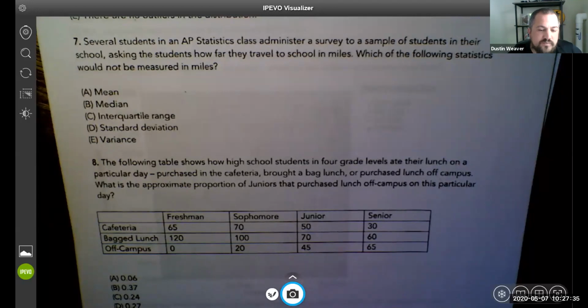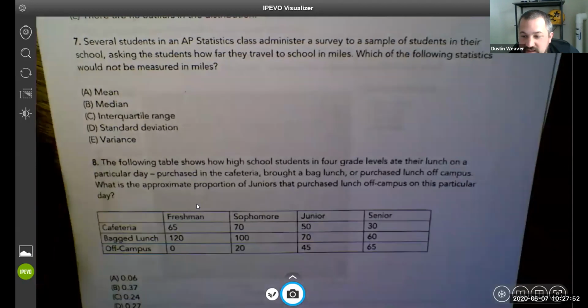I want to ask you a question before we do this one. What is the variance? The variance is what compared to, like, what is the variance? A lot of times we don't even know what that is.